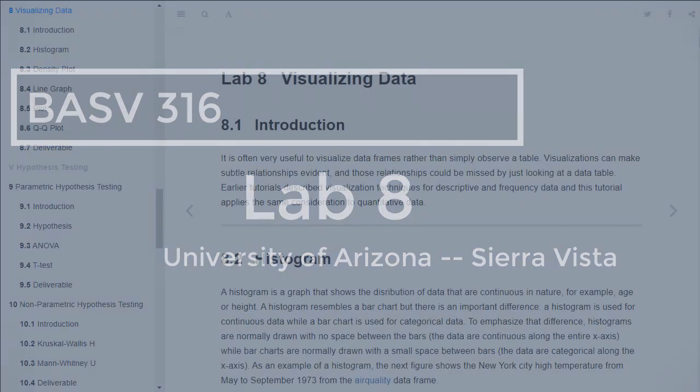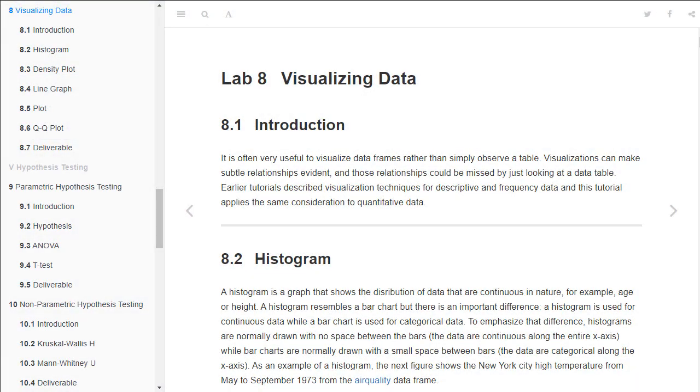I'm George Self. This video is one in a series designed to help with the R labs for BASV316 Introductory Methods of Analysis. This is Lab 8, Visualizing Data.